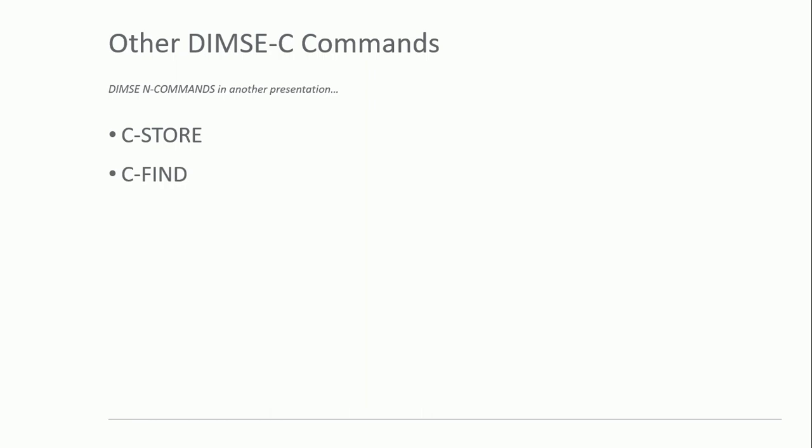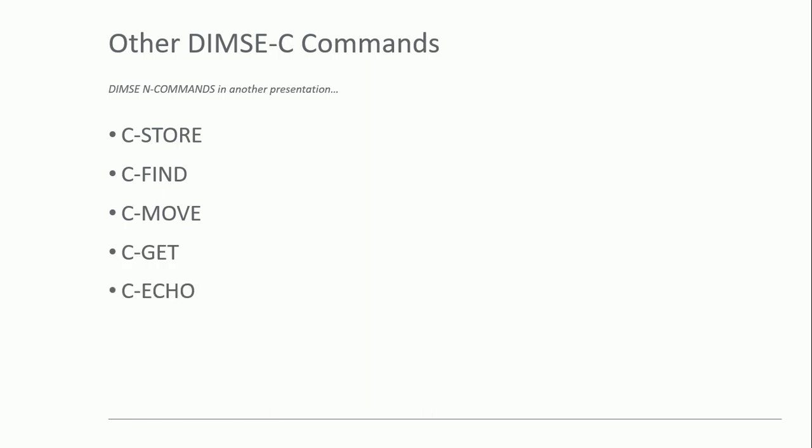You have C-Find, which is how we find information on a DICOM SCP. So it allows us to interrogate and query DICOM devices and see what it has. We can tell a DICOM device to move a study or move DICOM information. We can say, I know you have this information. I want you to send it to someone else, right? That's going to be a C-Move.